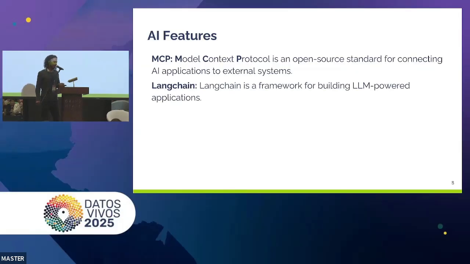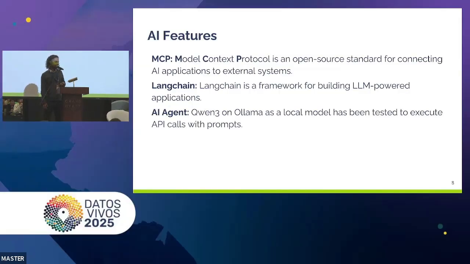I have used LangChain as a framework for developing LLM models, to test this MCP, and I've also used the AI agent Qwen3, which had the best benchmark dealing with MCPs so far, and it is running on Ollama, which is running locally on the machine.